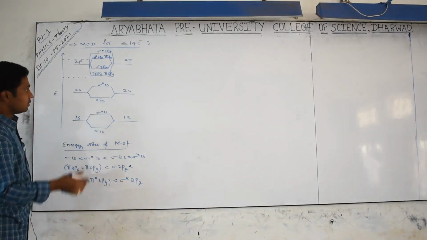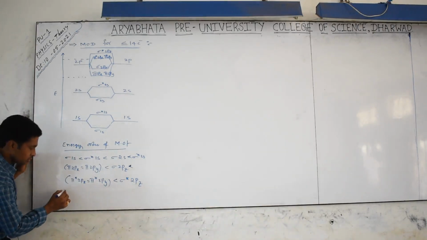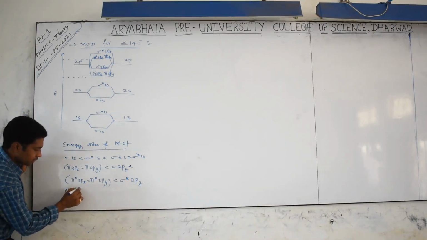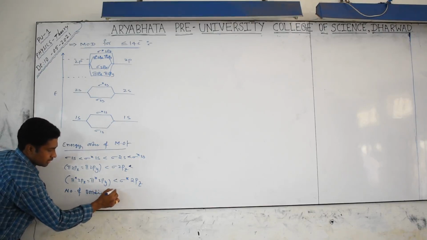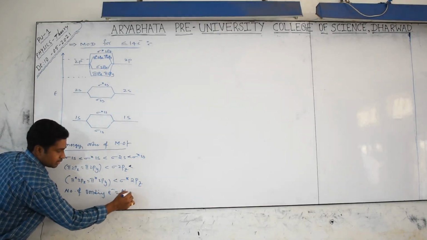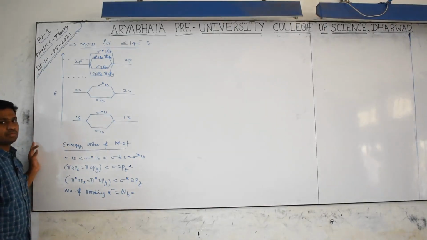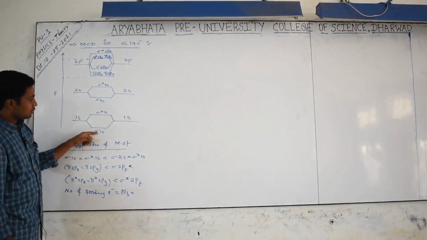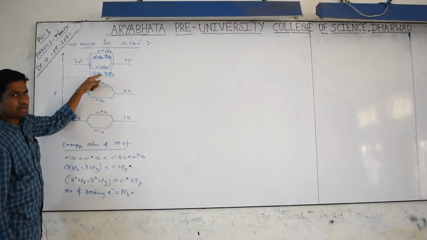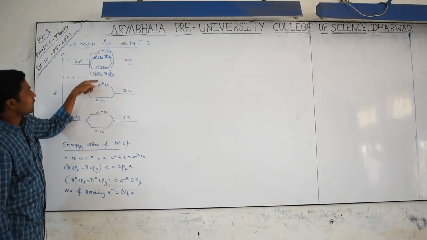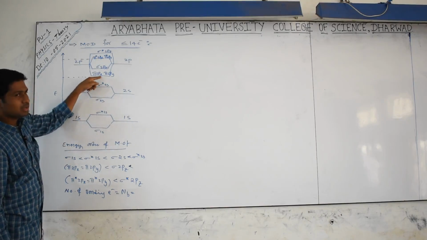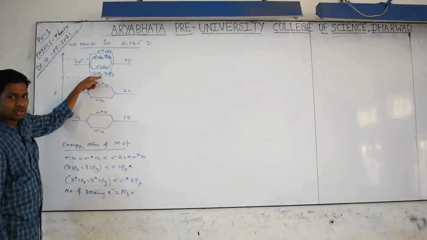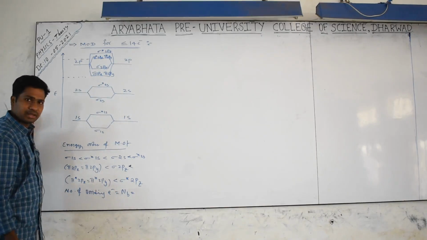Now we will discuss some important points here. The number of bonding electrons is denoted by Nb. Sir, what is the meaning of number of bonding electrons? These are bonding molecular orbitals below, and the upper ones are anti-bonding molecular orbitals. The electrons present in the bonding molecular orbitals are called bonding electrons, denoted by Nb.